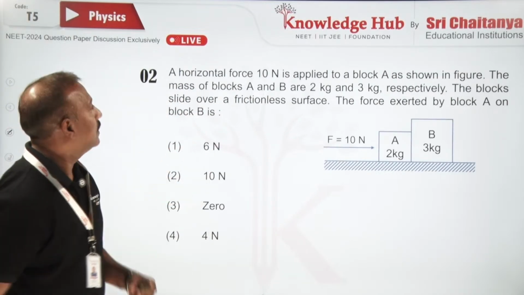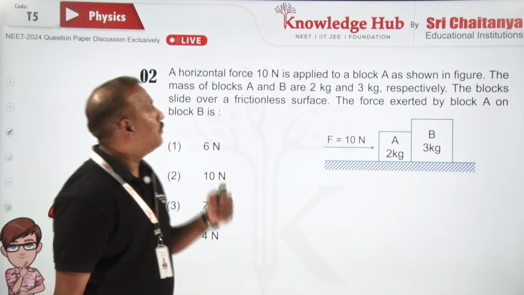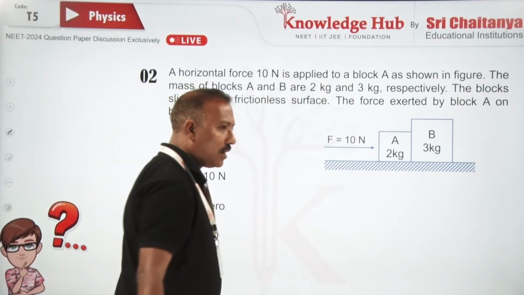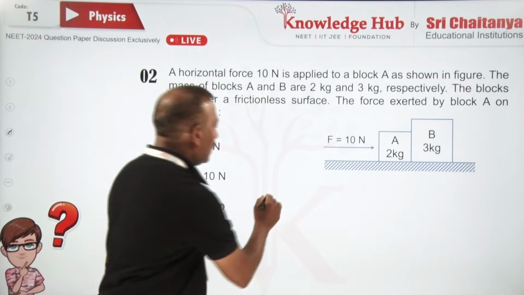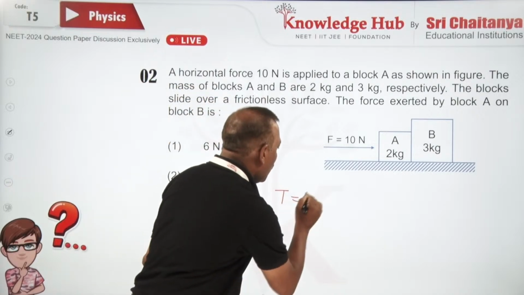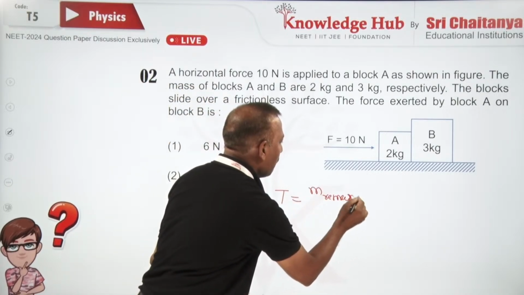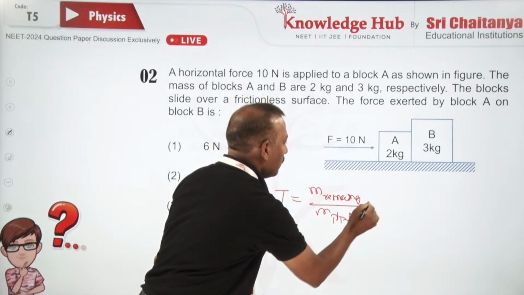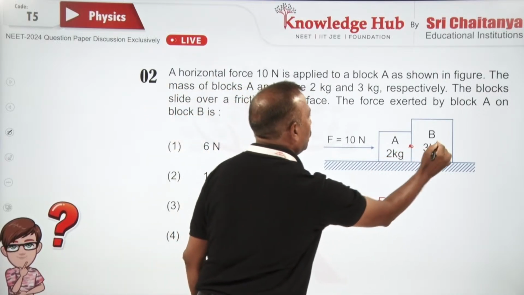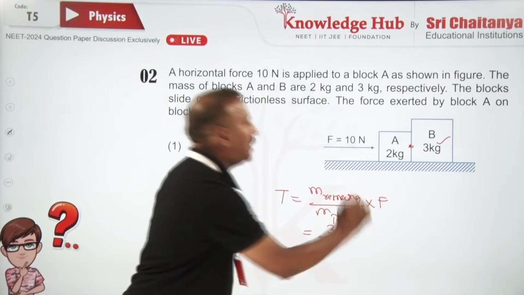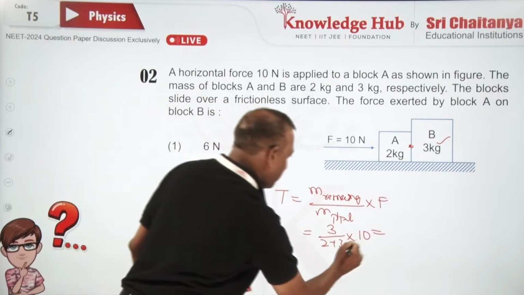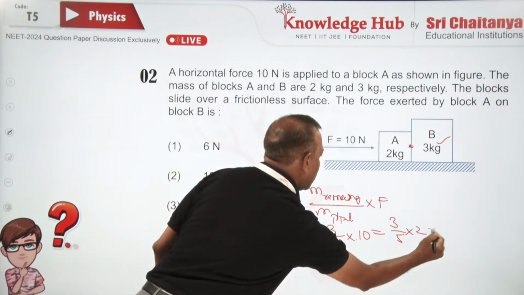Let us move on to the next question. A horizontal force 10 Newton is applied on block A as shown in the figure. Now what is the force between 2 kg and 3 kg? Here I am telling you one shortcut. Whenever there are two contact bodies, the force between the two blocks, suppose this is some tension T, is equal to mass of remaining blocks divided by total mass into force applied. Now, which one is the remaining mass? After that, which mass is left over? It is 3 kg. Therefore, it is 3 divided by total mass, 2 plus 3, times 10. Therefore, the answer is 3 by 5 into 10, which is 6 newtons.